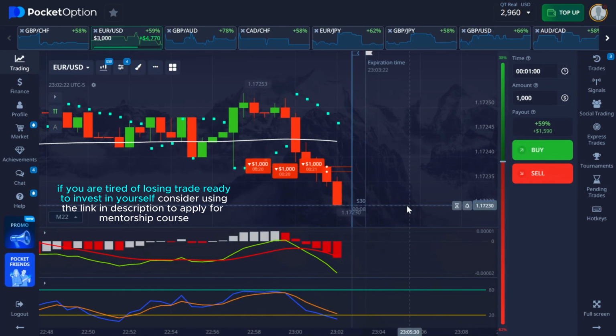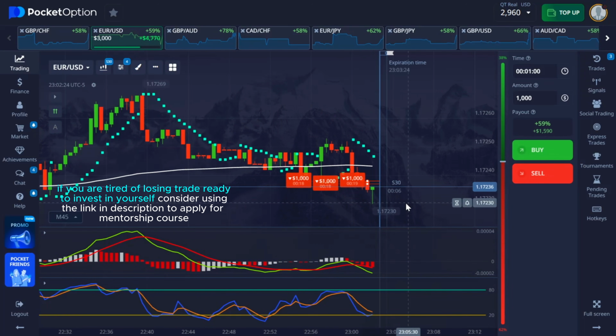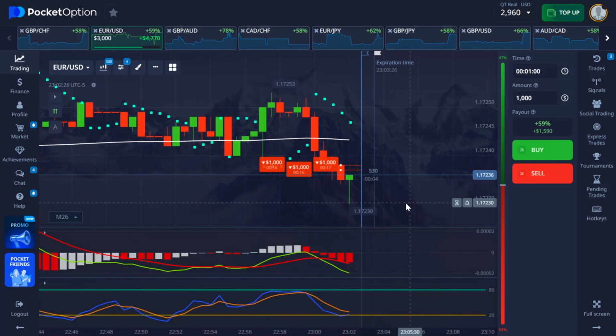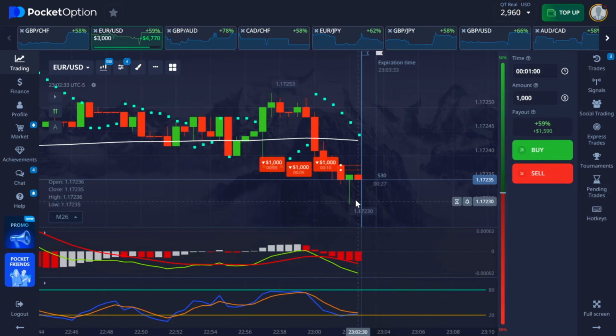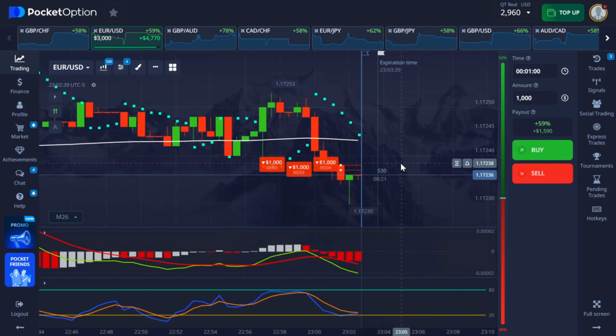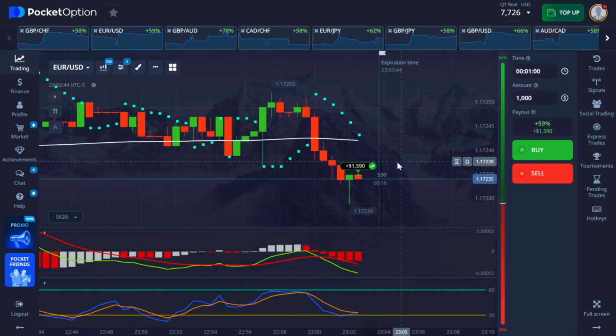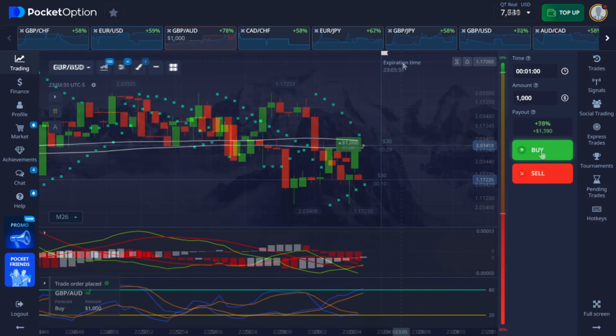Okay, for the stochastic oscillator, it shows me that we have reached the oversold level, right? But if you pay attention here, this wick is lower than this one here, so this candle will try to be a red candle. Okay, we have 1 second left, and this trade is a beautiful win. Let me find another opportunity.